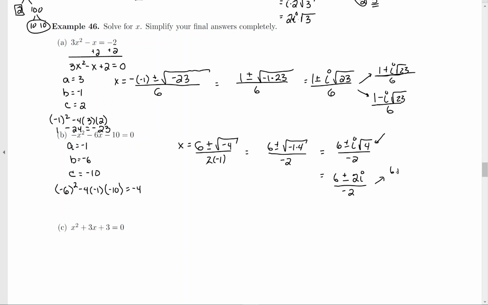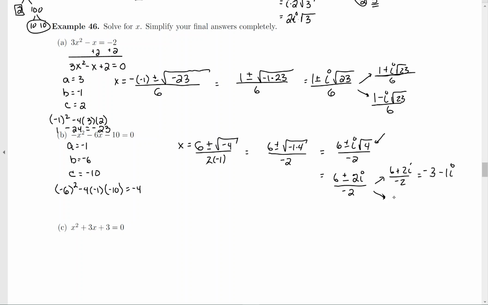It's 6 plus 2i divided by negative 2. That's negative 3. 6 divided by negative 2 is negative 3, plus positive 2i divided by negative 2 is negative 1i.